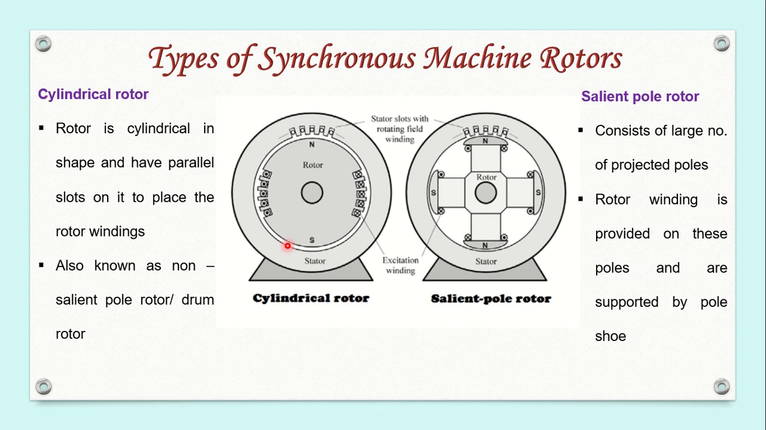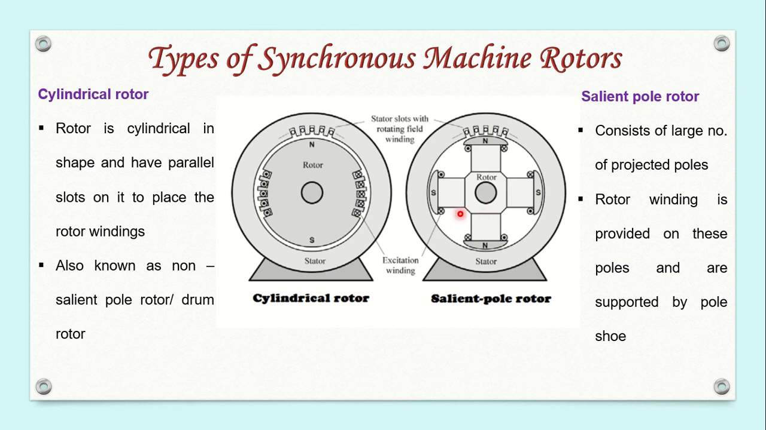So these diagrams show how the cylindrical rotor and salient pole rotor look. In case of a cylindrical rotor, the rotor has a cylindrical shape and it has parallel slots. Like in the armature of a DC machine, there are parallel slots in the rotor, and in these slots the field windings are accommodated. One important point that you have to notice from these two diagrams is that in case of synchronous machines, the field is the rotor.